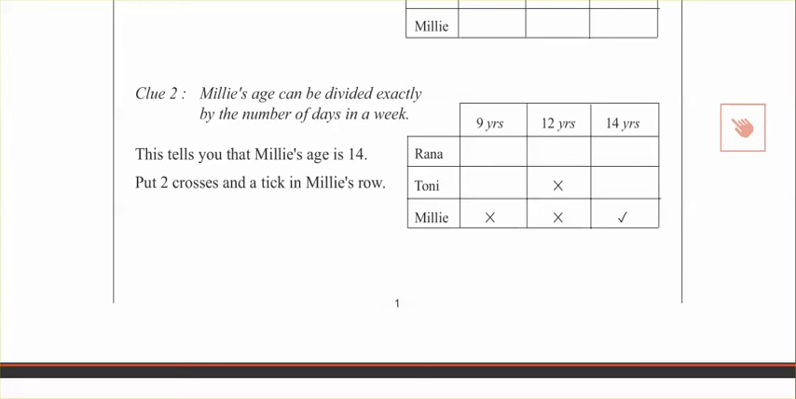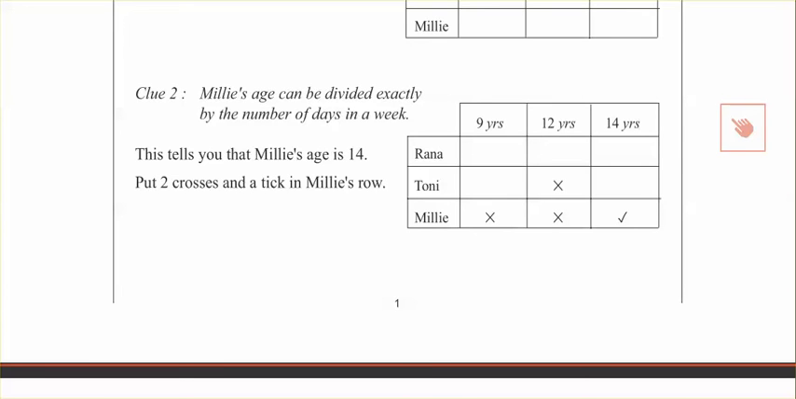14. So out of Millie, this is the only one that she can be. So by cross, cross, up, tick, that has to be down. Why didn't we have a tick here? Because you can't divide it by 7.